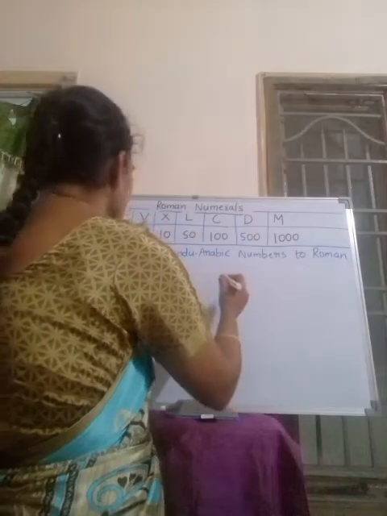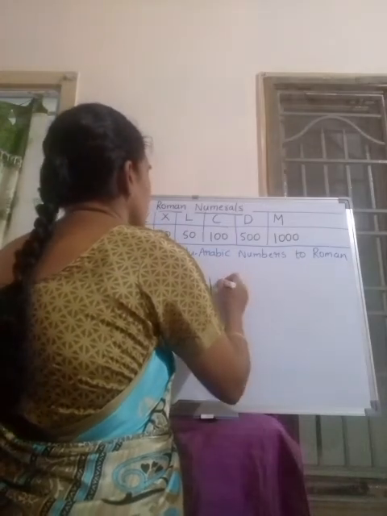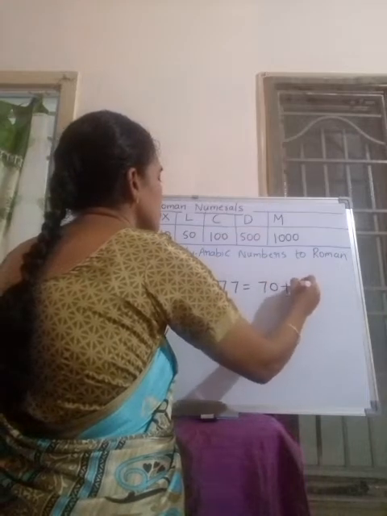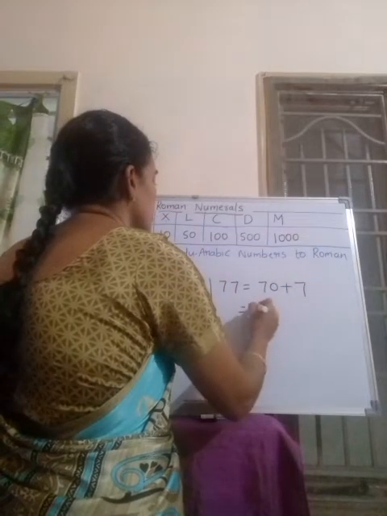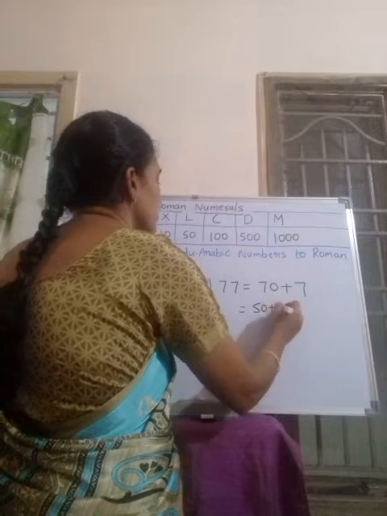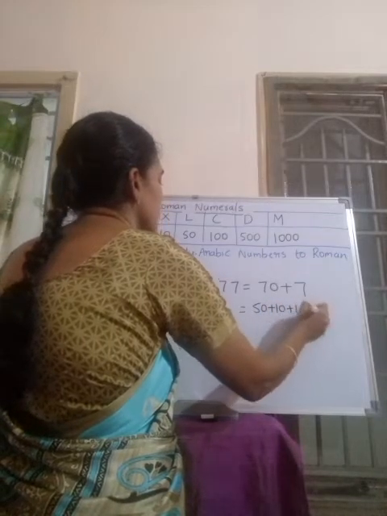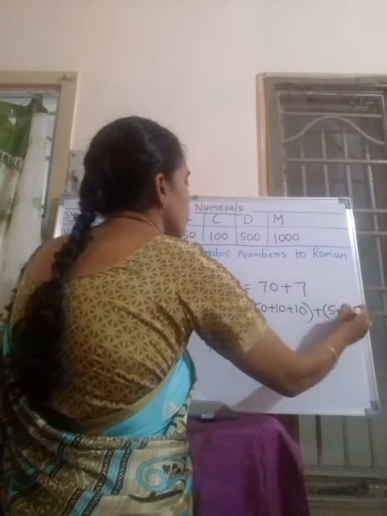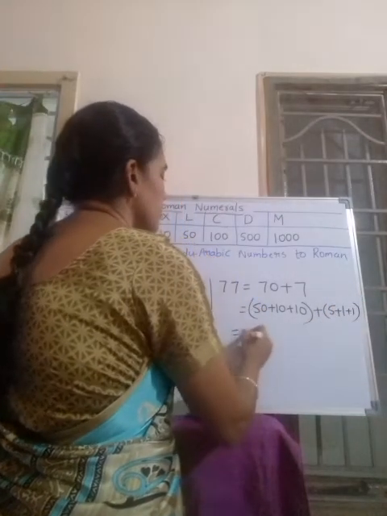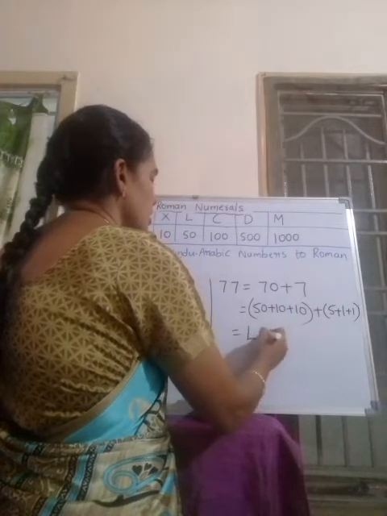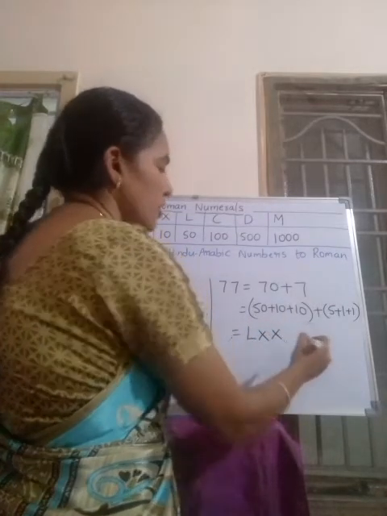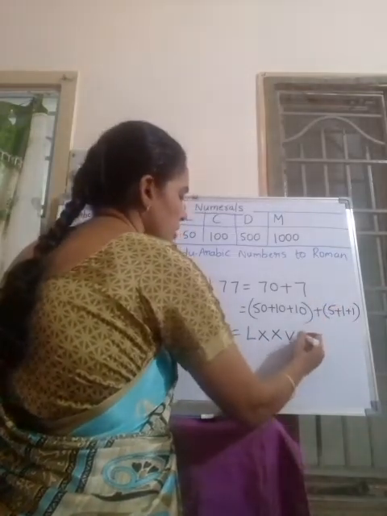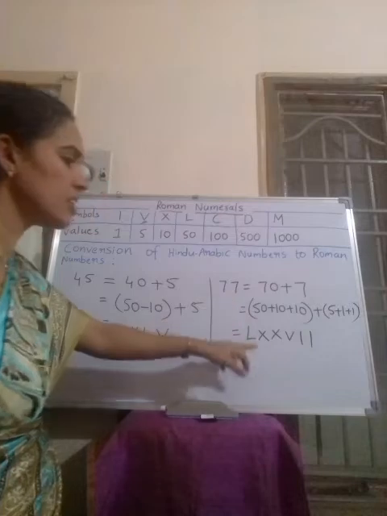And next we will see another number, 77. 70 plus 7. 70 is nothing but 50 plus 10 plus 10, and 7 is 5 plus 1 plus 1. Now write the symbols. For 50, L. For 10, X. For 10, X. And for 5, V, I, I. This is how we write 77.